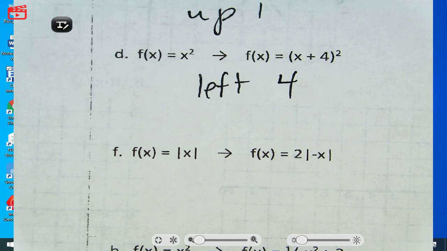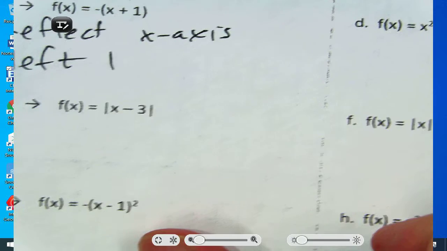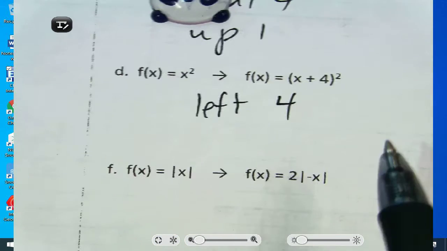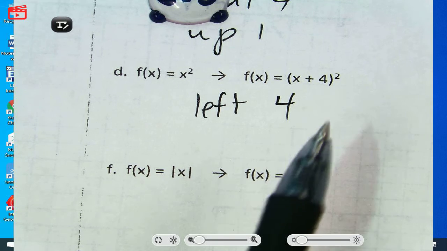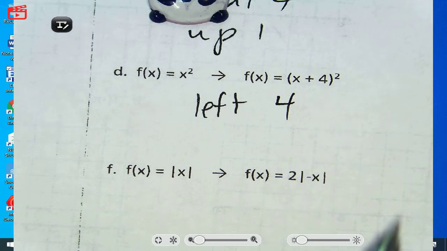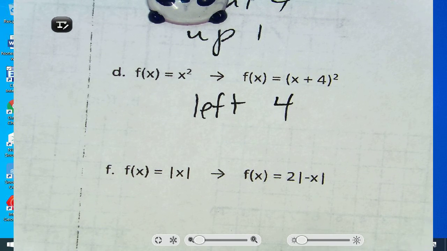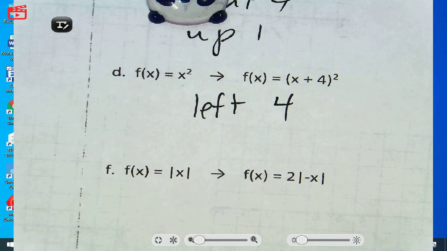Alright. Let's look at E. Okay, good question. His question is, do we do anything with the square? No. The function does not matter. Transformation rules apply to all functions. The exponent of 2 does not change the way you answer the question. Like some of you think, well, absolute value makes it positive. It doesn't matter. You just do the transformation the way you do the transformation.